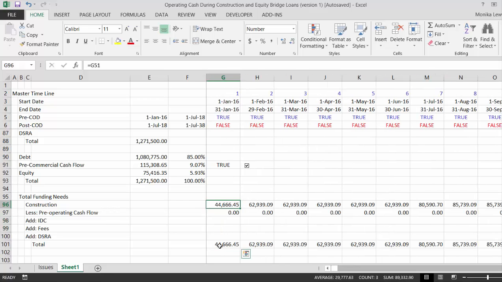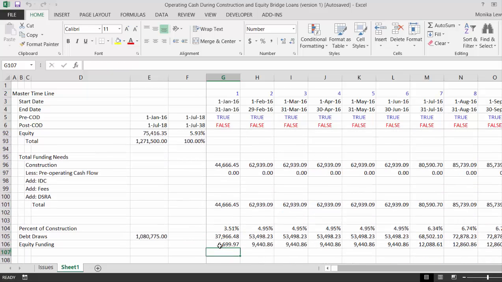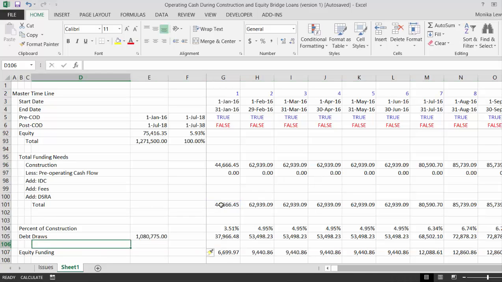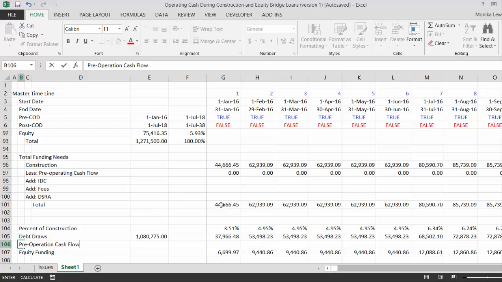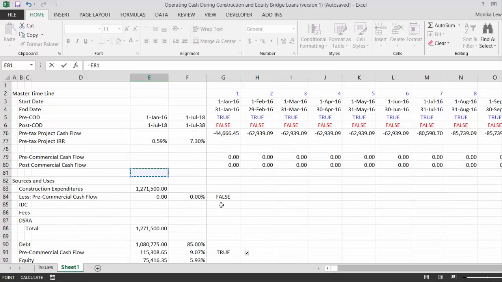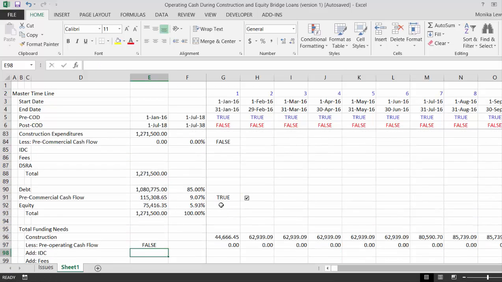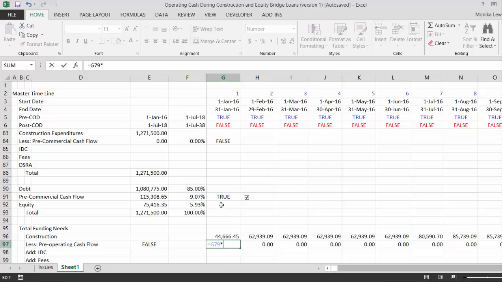Shift Control R. Okay. And then our equity funding in this case should be this one minus... but before we do this, let's also put pre-operational cash flows down here. And why don't we do what we did before, which is just simply to put our true and false here. So if this is false, we're not going to reduce our funding needs by this, so we can multiply by this number.